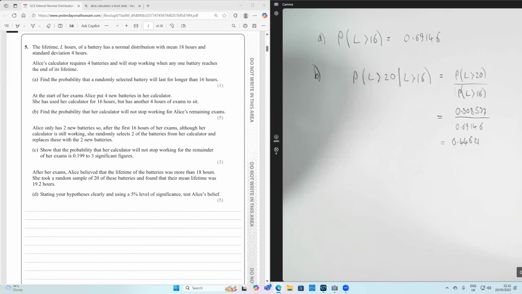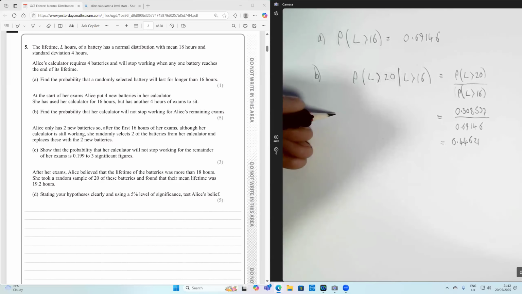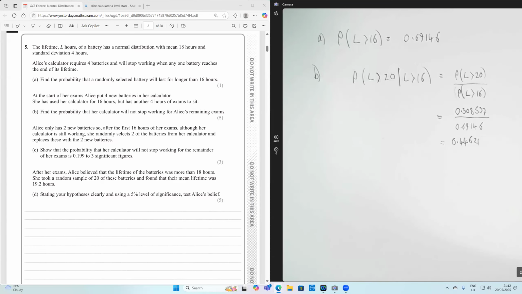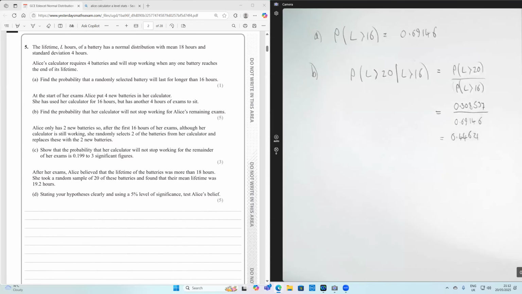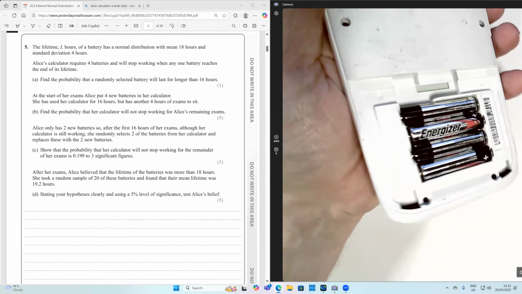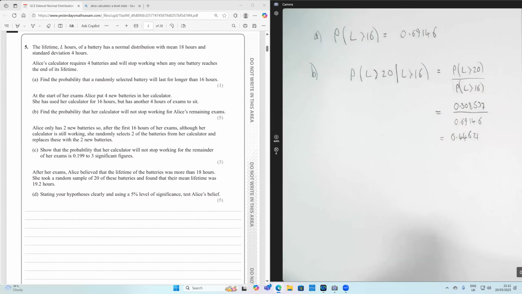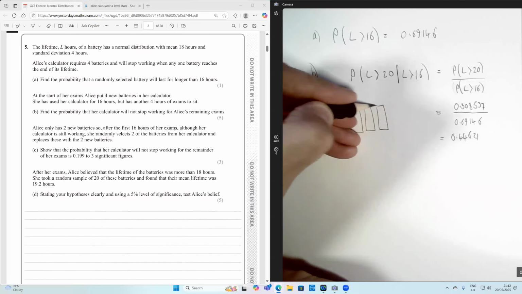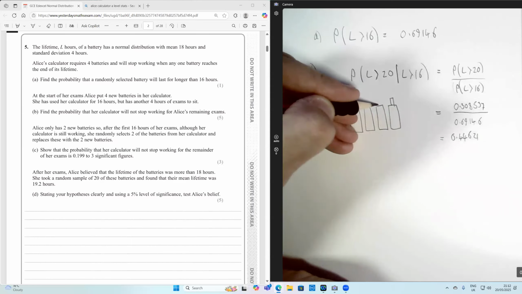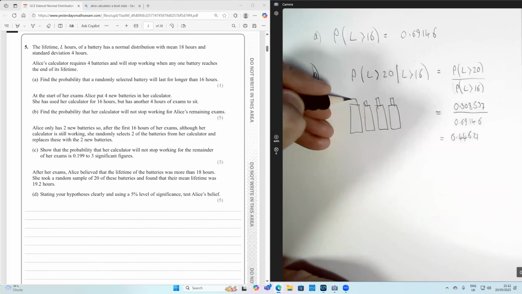Now, what we found here is the probability of an individual battery lasting more than 20 hours, given that it has already lasted 16 hours. However, in Alice's calculator, there are 4 such batteries. Maybe Alice has got a calculator like this. So let's have a quick look in the back of the calculator. So here we are. In the back of our calculator, you can see we've got 4 batteries there. And we've just found the probability that any one of them lasts longer than 20 hours, given that it's already lasted 16 hours.